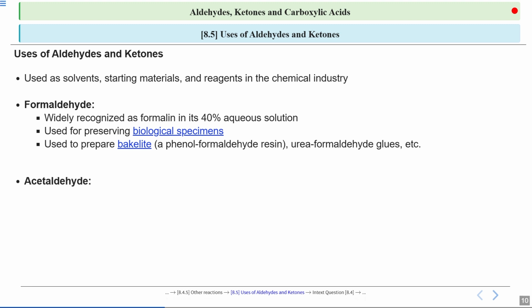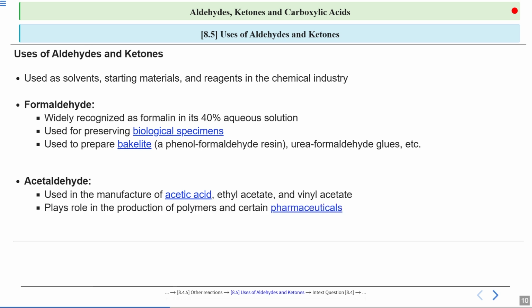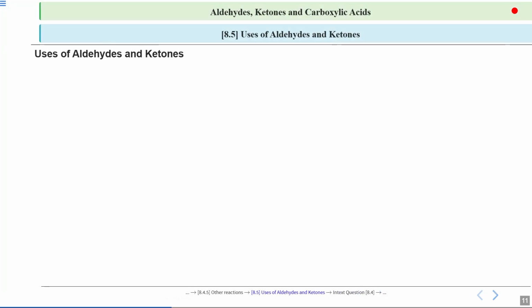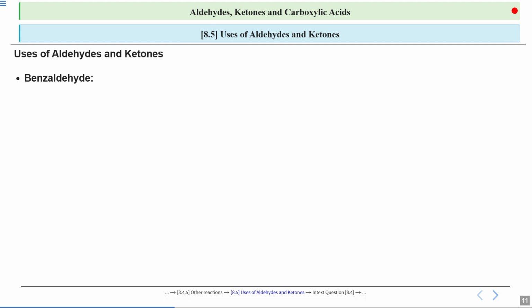So now we will move to acetaldehyde. Acetaldehyde, which is also a type of aldehyde, is another important compound with various industrial applications. It is used in the production of acetic acid, ethyl acetate, and vinyl acetate. So it is used in the manufacture of all these compounds. Acetaldehyde also plays a role in the production of polymers and certain pharmaceuticals. So let's move forward.